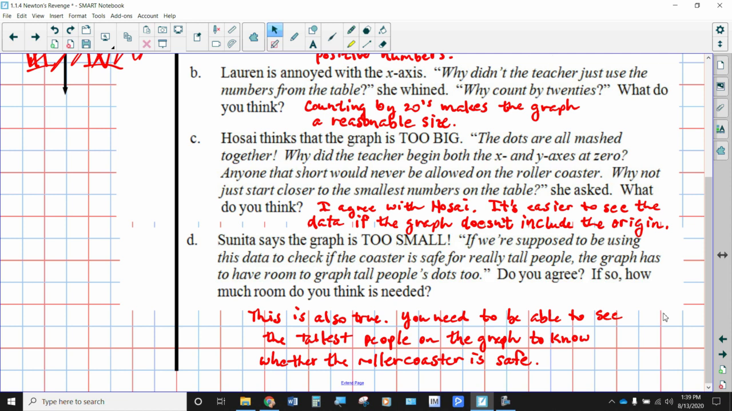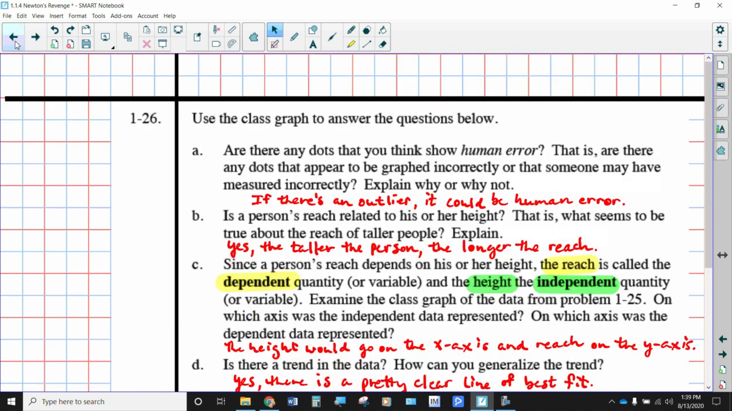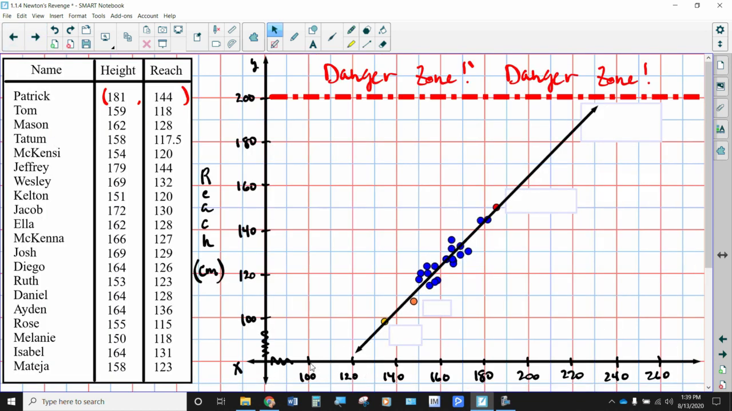But when you get those really tall basketball players, not very common, but still, they may want to go on a roller coaster too. So you don't want to have your graph too small, and you don't want to have it too big. We got to include enough room to where we could get some of the tallest people and see if the tallest people would likely have a reach that would exceed 200 centimeters.